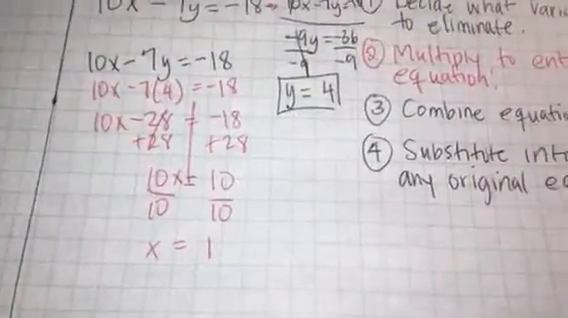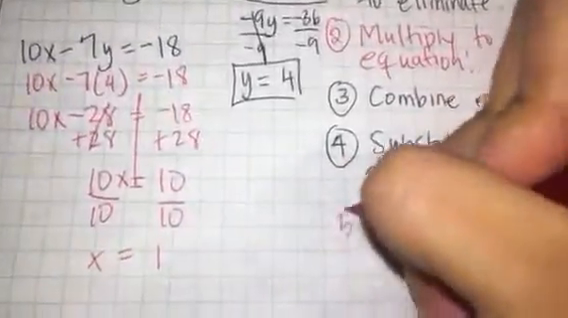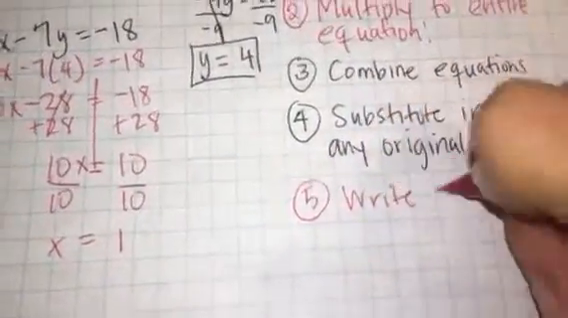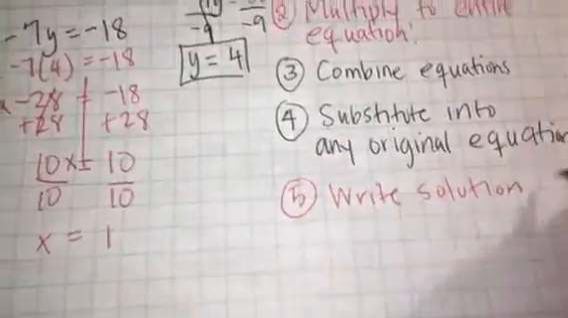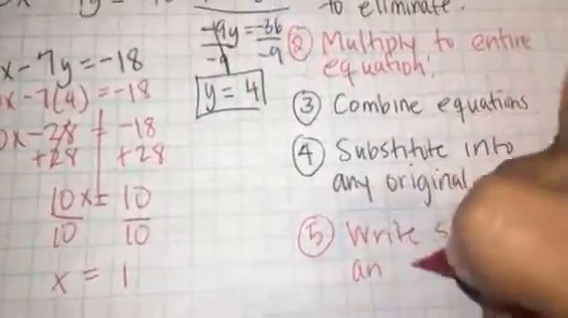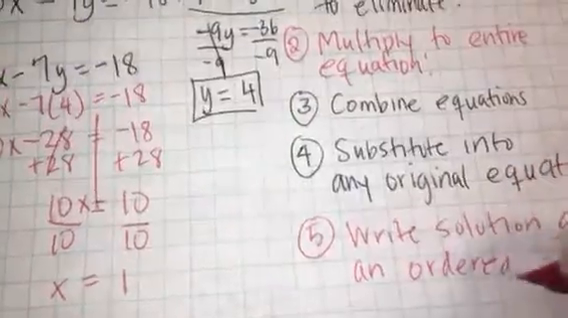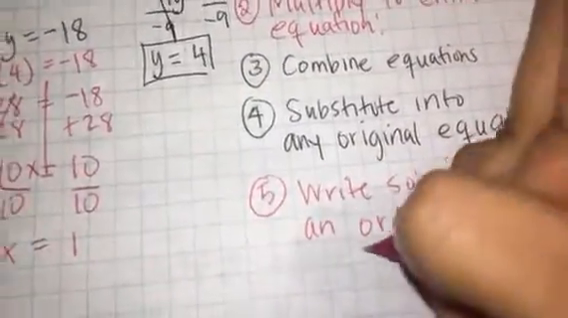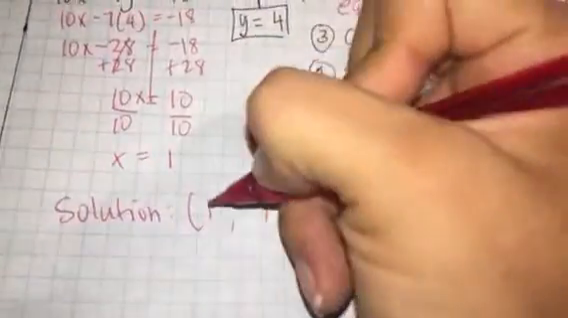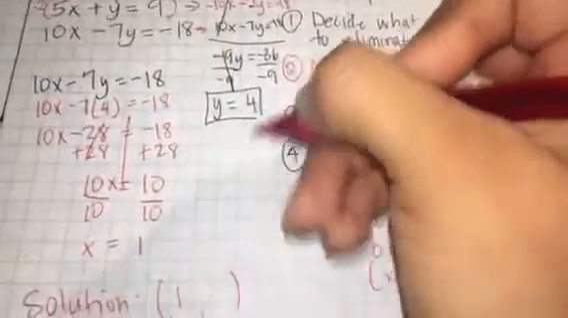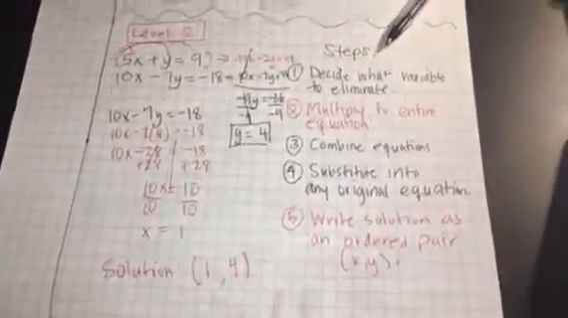Okay, so I hope that makes sense. Last step, write the solution as an ordered pair. So my final solution is x is 1 and y is 4. Okay, so I hope that makes sense to you guys.